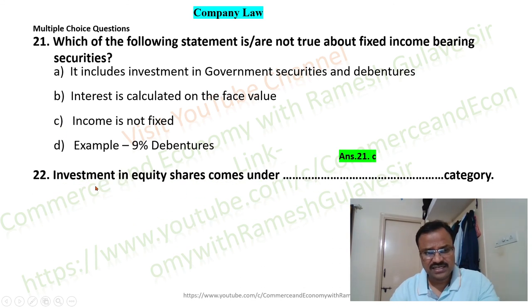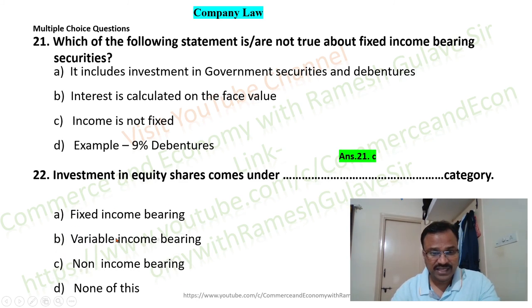Let us move on to the next question, and it says investment in equity shares comes under dash category. The options are fixed income bearing, variable income bearing, non-income bearing, or none of these. So we know that on equity shares, the rate of dividend is not fixed. Okay, so those are not fixed income bearing securities, but variable income bearing securities. So for question number 22, option B is the right answer. That is, investment in equity shares comes under variable income bearing securities, right? So here option B is the right answer.